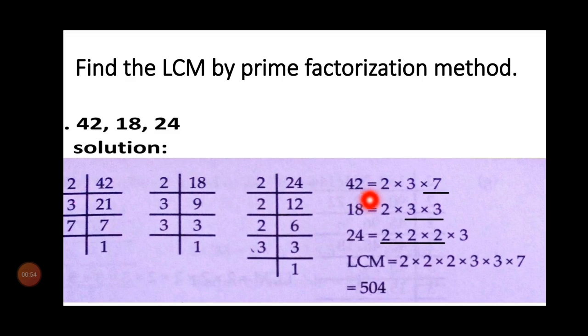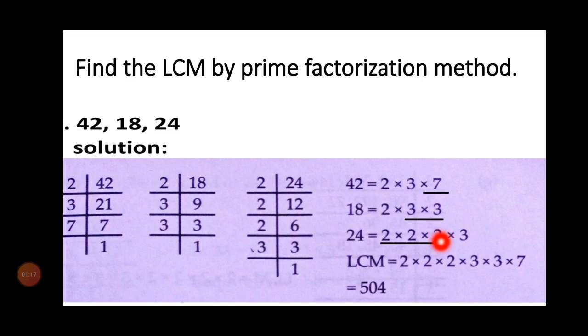In 42, how many 2's? Only 1. In 18, how many 2's? Only 1. In 24, 3 times. So among the 3 numbers, which number has the maximum number of 2's? Only 24. How many times? 3 times. So you have to underline those 3 2's.